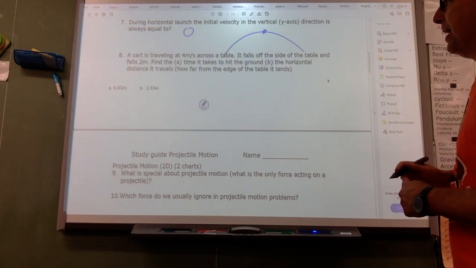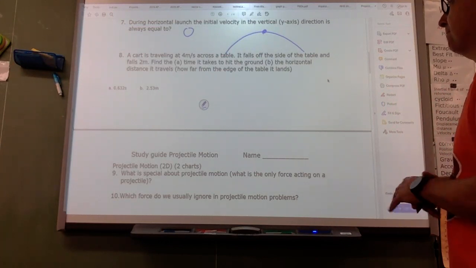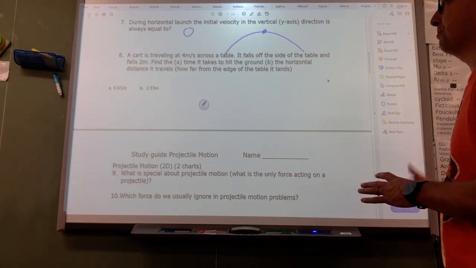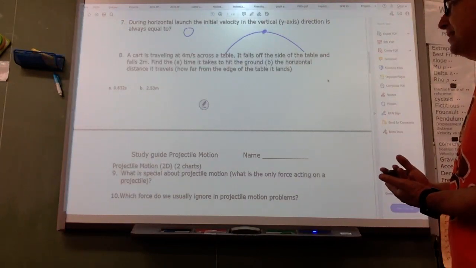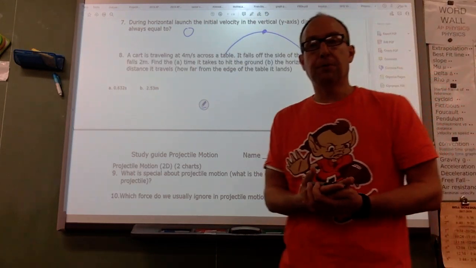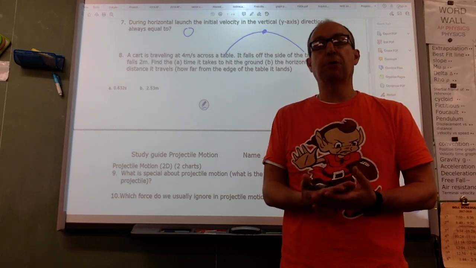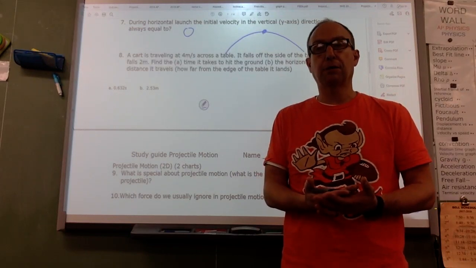All right, so number 8, a cart is traveling at 4 meters per second across the table. It falls off the side of the table and falls 2 meters. Find the time it takes to hit the ground, and the horizontal distance it travels. So these problems, and the ones that are launched at an angle from level ground, are going to be approached the same way. We have to have 2 charts.